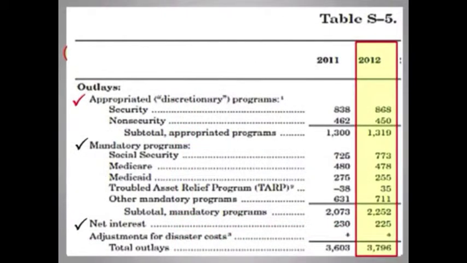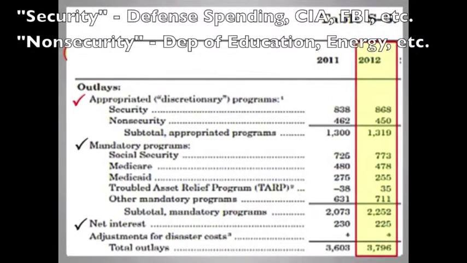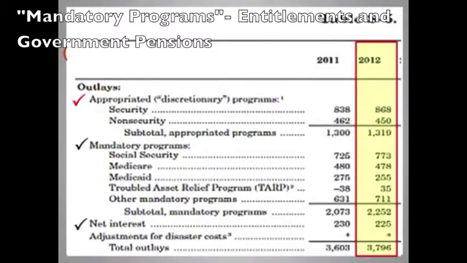Breaking it down further, you can look at the outlays, or the expenses. We've got appropriated programs such as security and non-security spending, and mandatory programs which include Social Security, Medicare, Medicaid, TARP payments and other mandatory programs. The final line is the net interest.